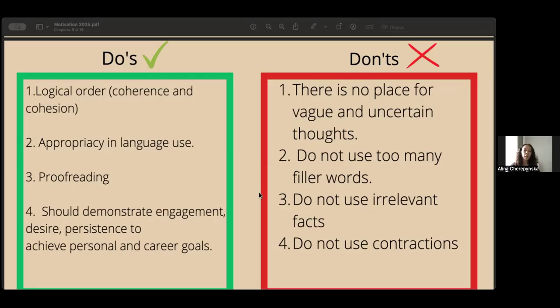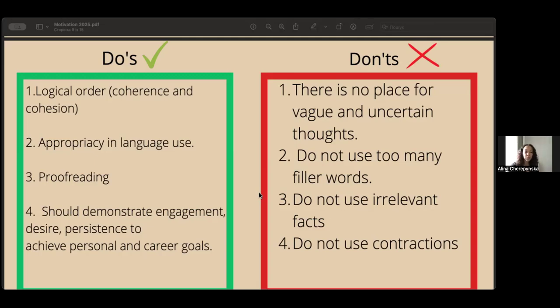And number four, it's a pretty important thing that you need to control. Do not use contractions in official documents. What does contractions mean? Contractions are short forms. For example, isn't, don't, that's are contractions. You need to write fully: is not, do not, I will, for example.